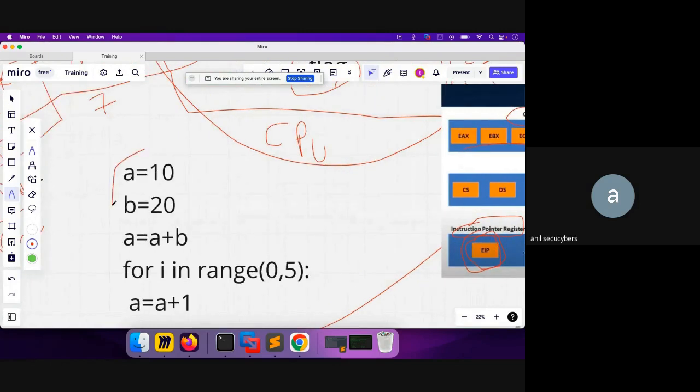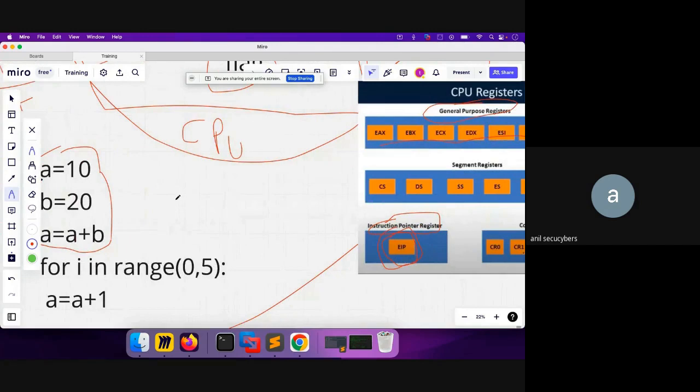When any code is executing, let's say for an example, A equal to 10, B equal to 20, A equal to A plus B. So what is happening is that this code is executing. The data of A equal to 10 is being stored in the EAX register. The data of B equal to 20 is stored in this EBX register. And register, I mean, just think of it as a memory slot where you can store data.